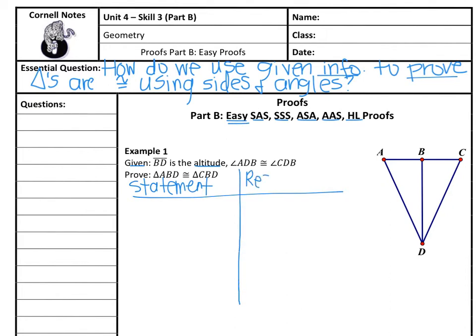Go ahead and write that in. Okay, so our very first given is that BD is the altitude. So we got to write that in. BD is the altitude. I'm going to abbreviate ALT. What's our reason? It's a given piece of information. So now we have to use this information in the givens to try to come up with a case to build using three pieces of evidence to prove that the triangles are congruent.